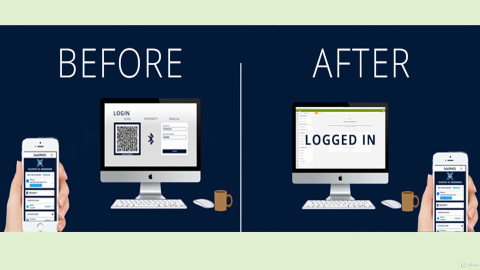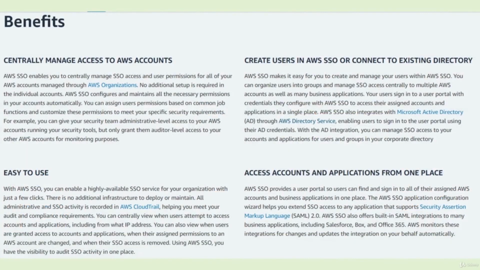Before SSO, you had to provide authentication for the same application running on different machines. But after SSO, when you log into a single machine, it will be reflected back to other machines running the same applications. There are huge benefits for using SSO.